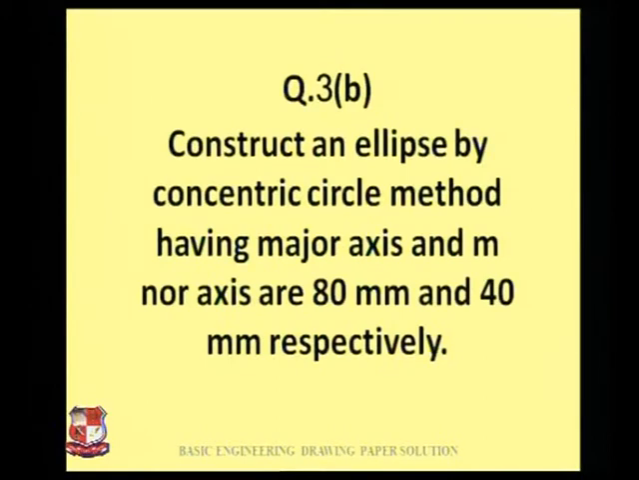The next problem is construct an ellipse by concentric circle method having major axis and minor axis 80 mm and 40 mm respectively. Now this is again a very repetitive problem which is asked in the GTU exam papers. But I have observed that the students are not noticing that the method of drawing the ellipse is clearly mentioned on the question paper.